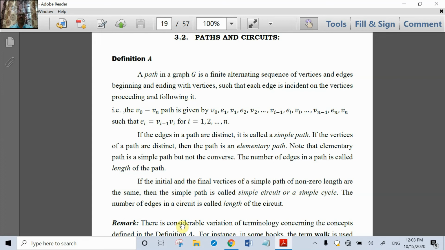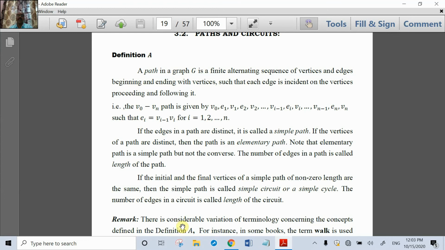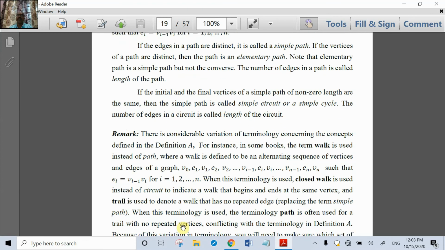If the initial and final vertices of a simple path of non-zero length are the same, then it is called a simple circuit or simple cycle. The number of edges in a circuit is the length L of the circuit.